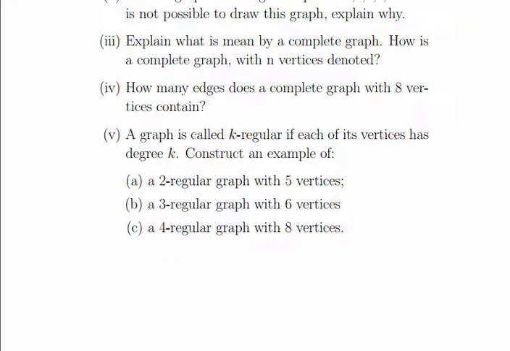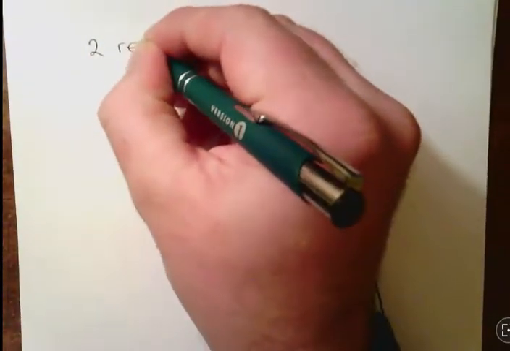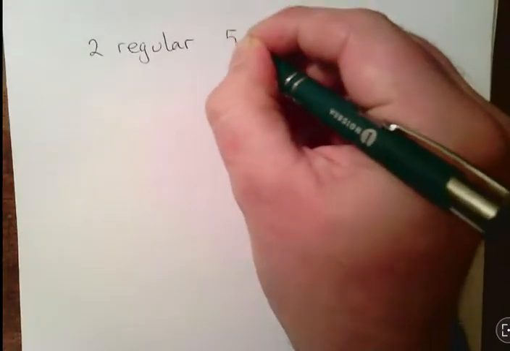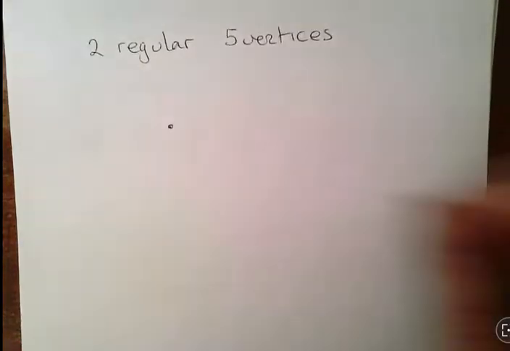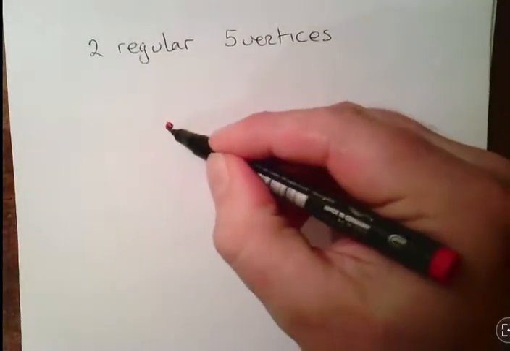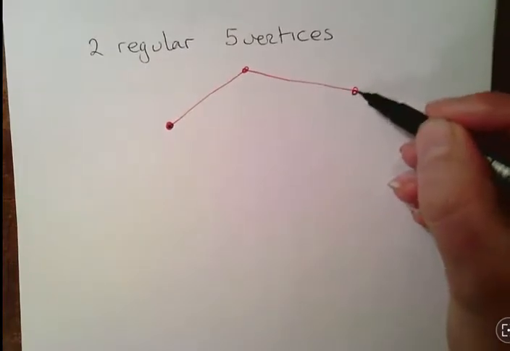So a graph is called k-regular if each of the vertices has degree k. So construct a 2-regular graph with 5 vertices, construct a 3-regular graph with 6 vertices, and construct a 4-regular graph with 8 vertices. So let's switch over to my page here. So 2-regular with 5 vertices. The simplest one in this case would be to draw, let's use red pen here, a chain, or a ring.